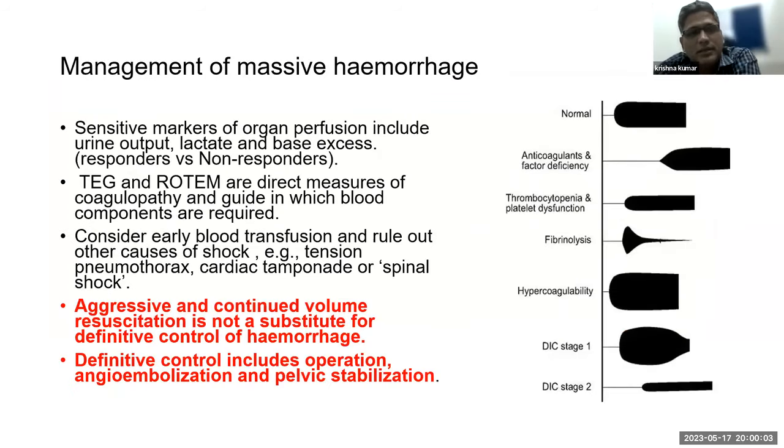In the management of massive hemorrhage, there are a lot of sensitive markers, like urine output, as has already been mentioned, serum lactate, and base excess, and also the use of point-of-care coagulation testing using thromboelastography or rotational thromboelastometry. One can use it to exactly guide your blood component therapy. Consider early blood transfusion and rule out other causes of shock, like tension pneumothorax or spinal shock. Aggressive and continued volume resuscitation is not a substitute for definitive control of hemorrhage. Always do definitive control of hemorrhage, using angioembolization. The patient can be taken to the interventional radiology lab and the bleeding controlled by embolization.